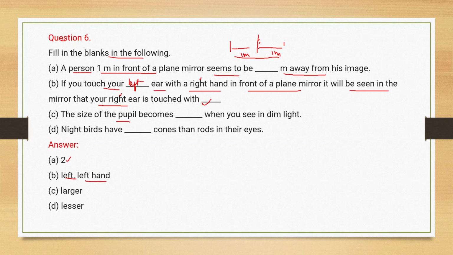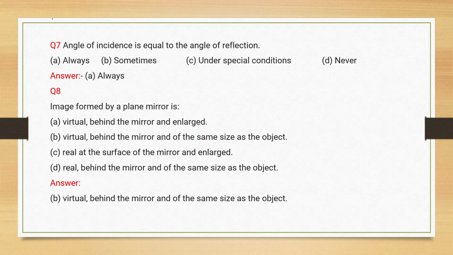The size of the pupil becomes, when you see in dim light. Answer is larger. Night birds have lesser cones than rods in their eyes. Now question number 7. Angle of incidence is equal to the angle of reflection. Options are always, sometimes, under special condition, never. Answer is always. Question number 8.